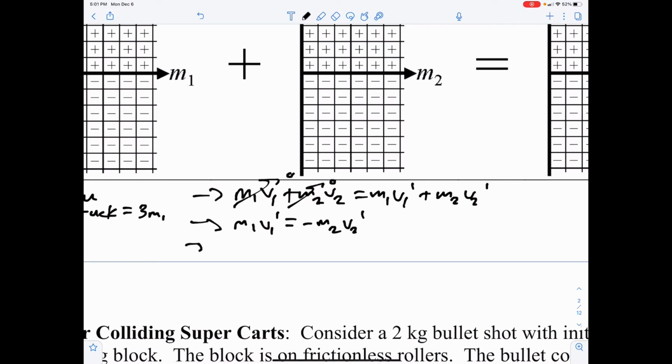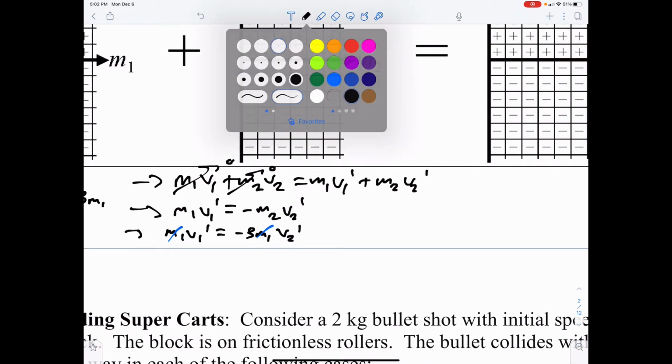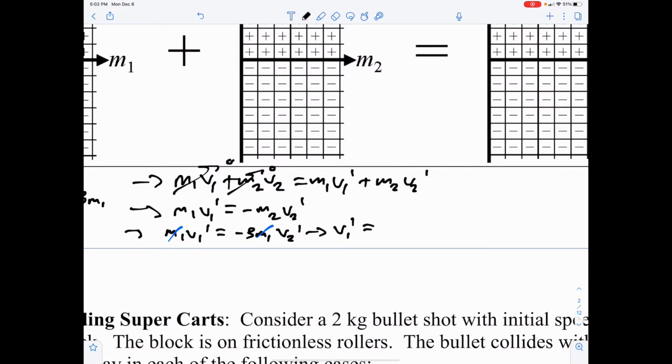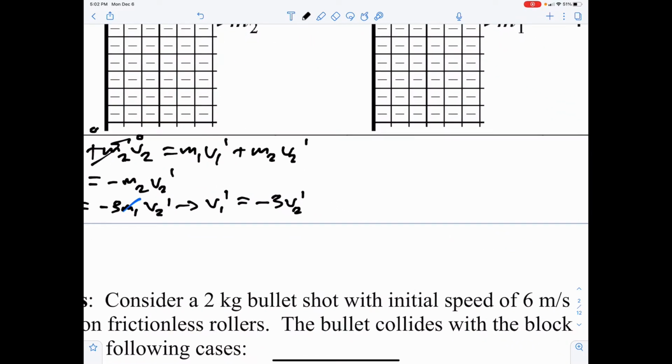If I rewrite this, M1V1 prime is equal to negative 3 M1V2 prime. Okay, well, the M1s will cancel. And what that tells us is that V1 prime is going to be negative 3 times that of V2. So there's our ratio right there. If I divide by V2, the ratio of V1 prime to V2 prime is equal to negative 3.